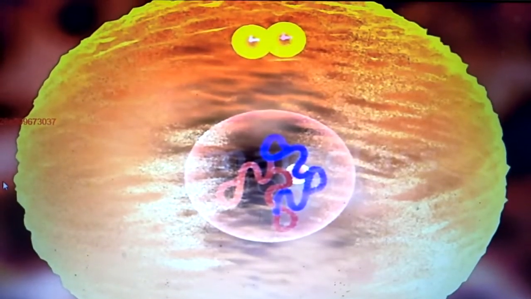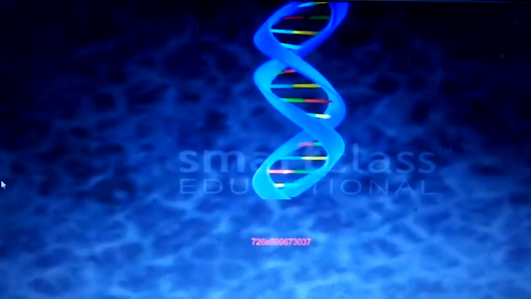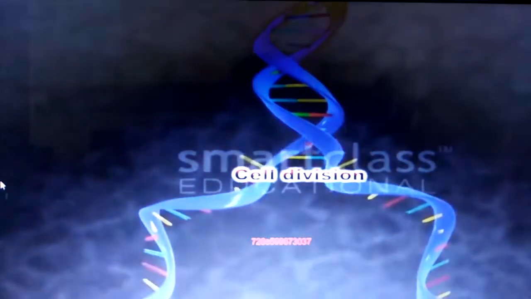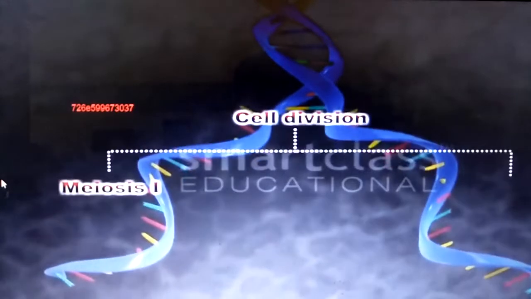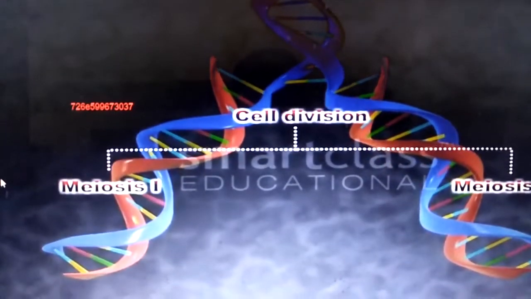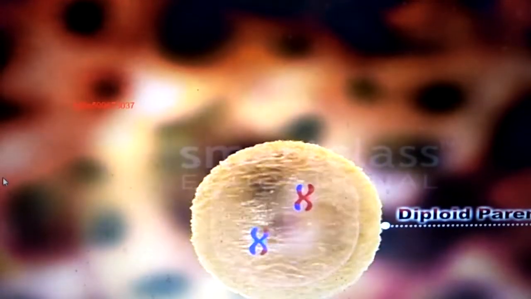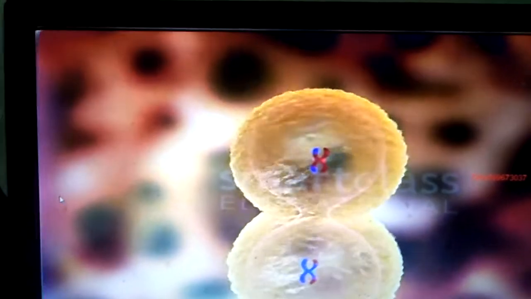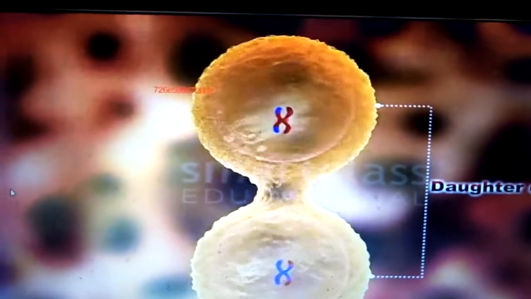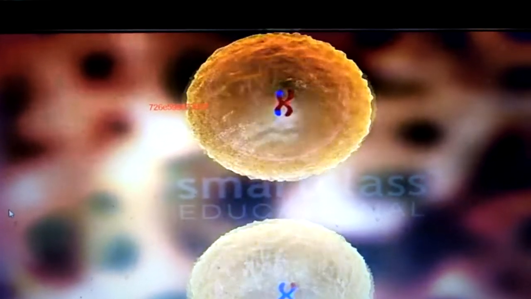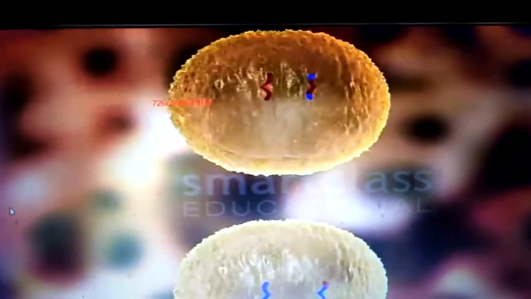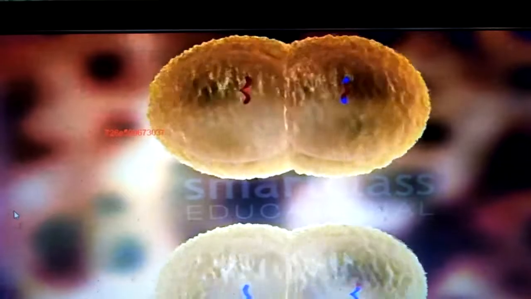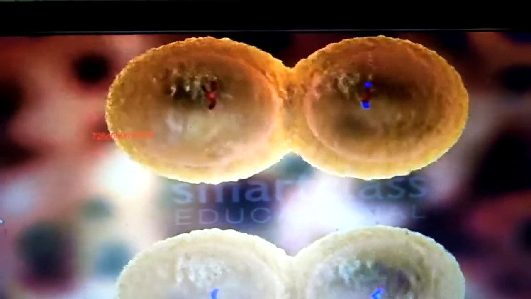Meiosis involves a single round of DNA replication followed by two cell divisions, meiosis 1 and meiosis 2. The entire process of meiosis results in the formation of four haploid daughter cells with half the chromosome number as that present in the diploid parent cell. However, after fertilization occurs, the chromosome number gets restored.